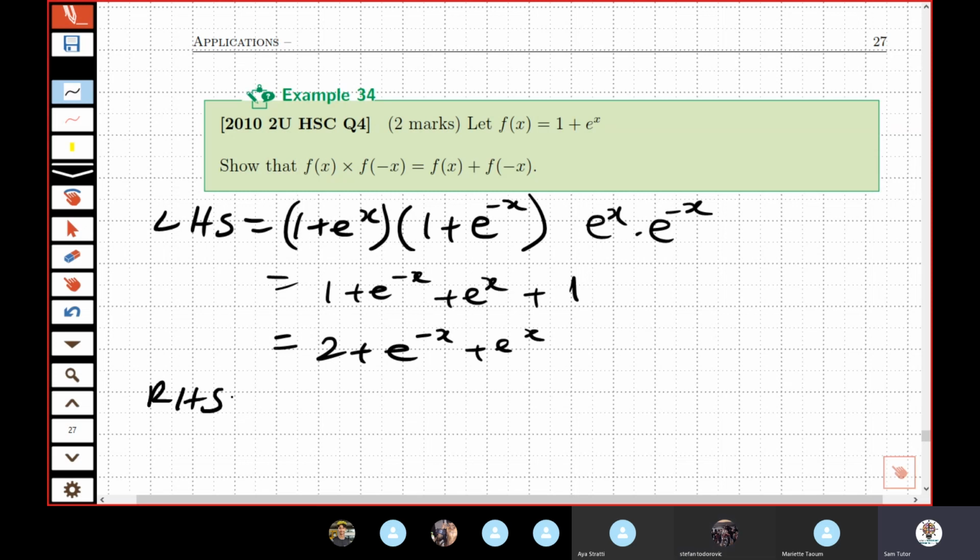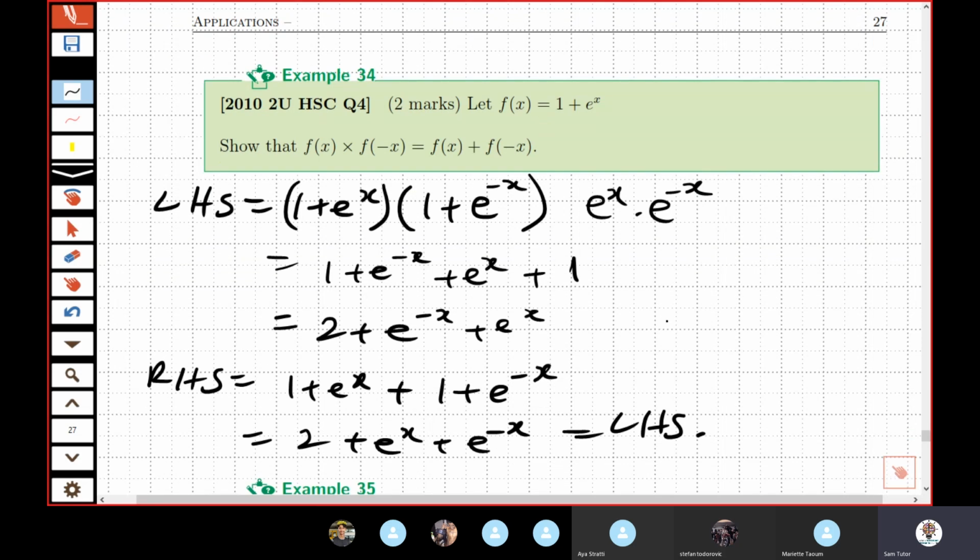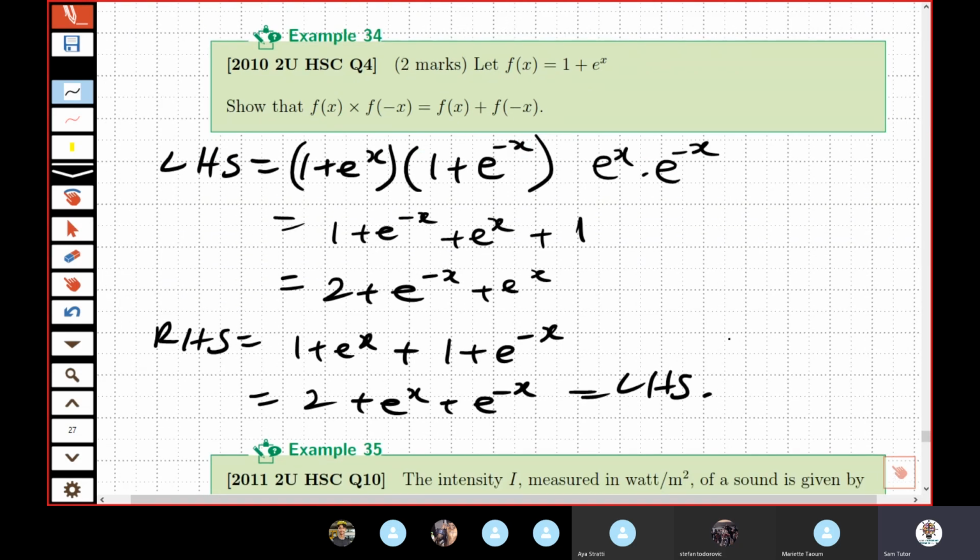Right-hand side. What does the right-hand side equal? f of x, 1 plus e to the power of x, plus 1 plus e to the power of negative x. 1 plus 1? 2. Equals left-hand side. You're done. Any questions? No.